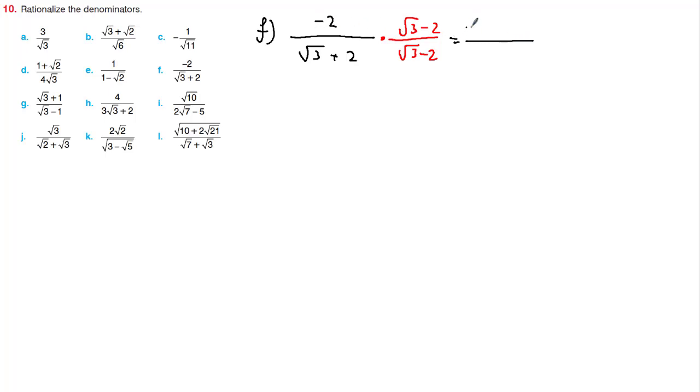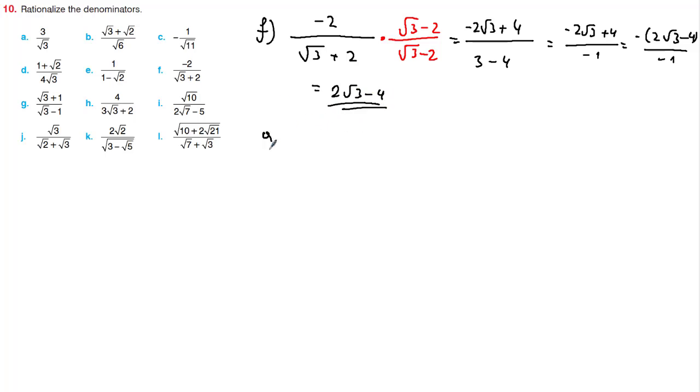Negative 2 root of 3 plus 2 times 2 makes 4. And on the denominator, we get square root of 3 squared, which is 3, minus 4, so negative 1. Negative 2 root of 3 plus 4, which will be negative 2 root of 3 minus 4 over negative 1, and that is 2 root of 3 minus 4.